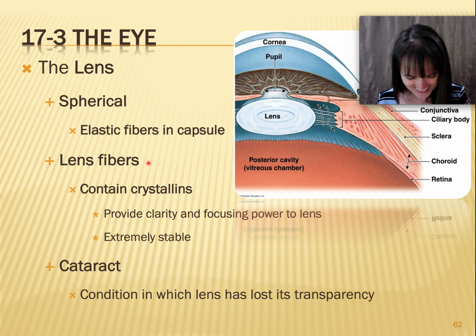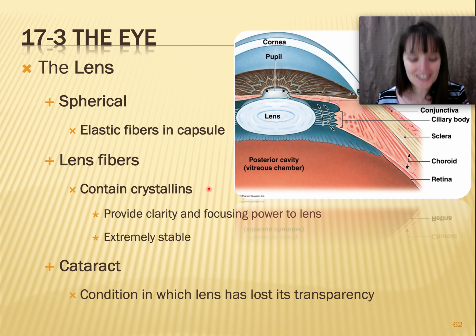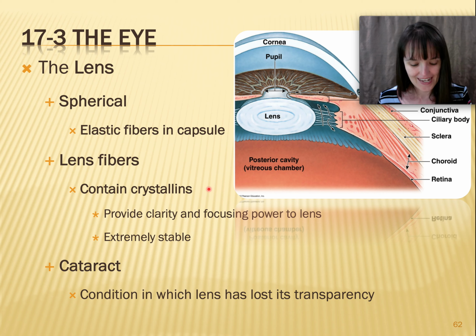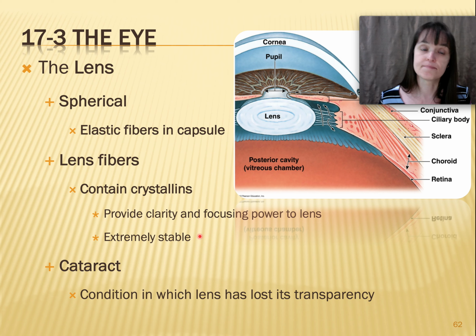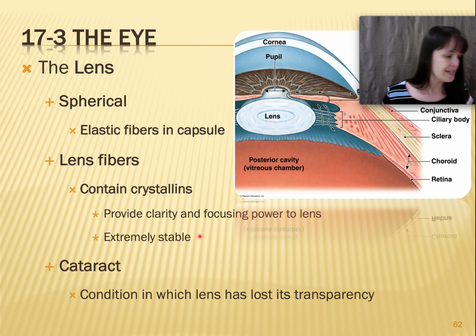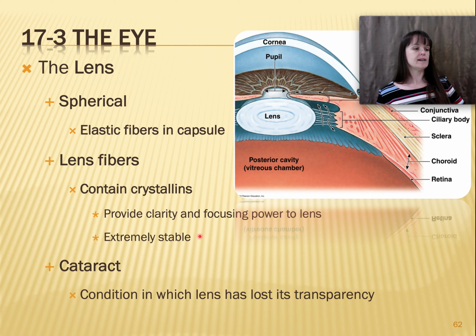Really. And they contain crystallins, which are transparent, see-through proteins. You make see-through proteins. Did you know? Now you do. And they're responsible for clarity and focusing power of the lens. Describe the stability of the crystallins. They are extremely stable, last a lifetime. They remain intact and functional for a lifetime without replacement.